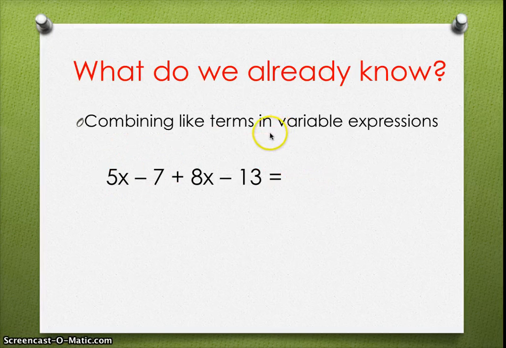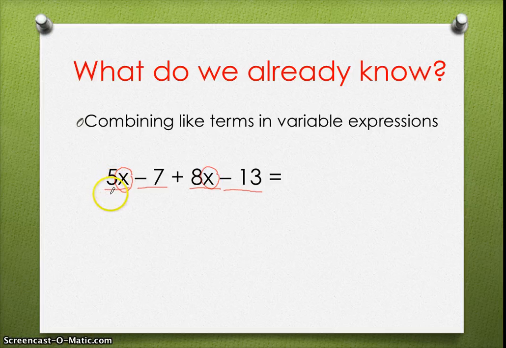Also, I'd like to review what it means to combine like terms when we're working with variables. So you notice that in this number sentence, we have 5x and 8x. And we know that these are like terms because we are working with x's in both of these situations. Now, if this was x squared and this was x, then we're working with unlike terms, so we wouldn't combine them together. And then we have this constant of negative 7 and this constant of negative 13. And since constants are their own type of terms, we can also combine them together.